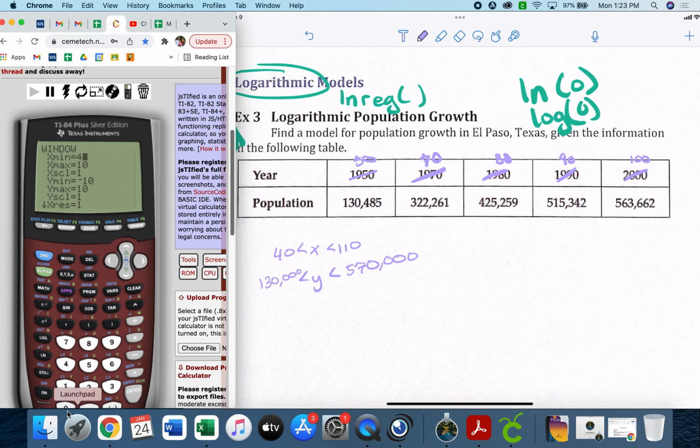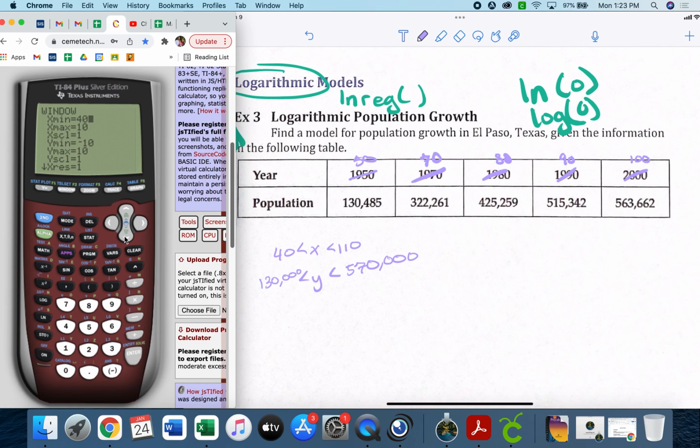Oh, it looks like it levels off. But we're doing a log. We're not even doing logistic though. We're doing a log, right? What does LnReg look like? It doesn't level off.